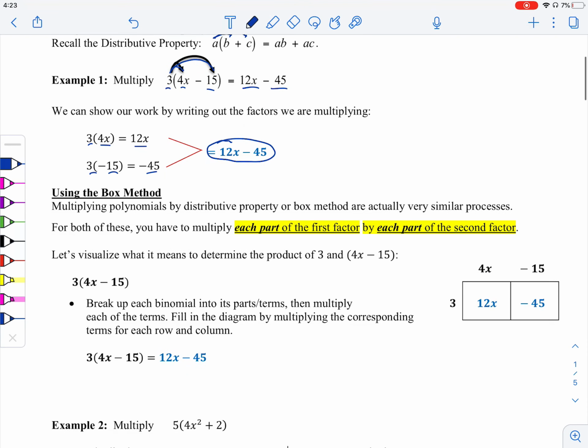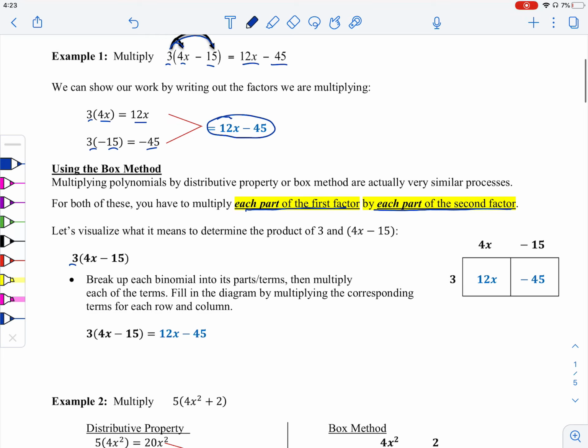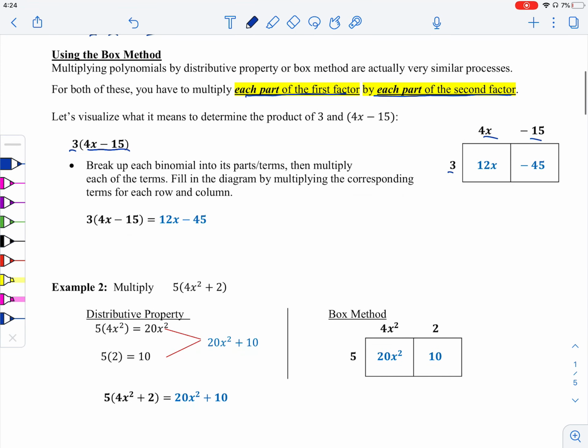Using the box method, each part of the first factor, we're going to multiply by each part of the second factor. So like 3, we just put a 3, 4x minus 15, so 4x minus 15 in a box method. And we just multiply, like a multiplication table. So like 3 times 4x will give us 12x. 3 times negative 15 will give us a negative 45. And we still end up with 12x minus 45. Right, so we still end up with the same answer, 12x minus 45.